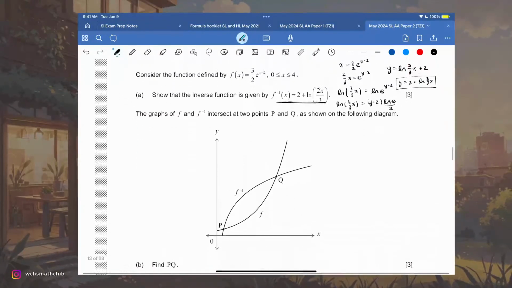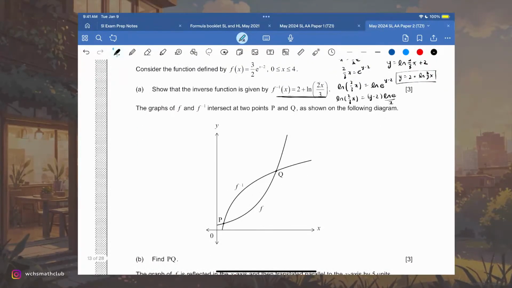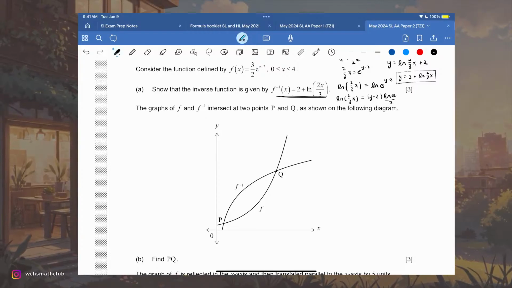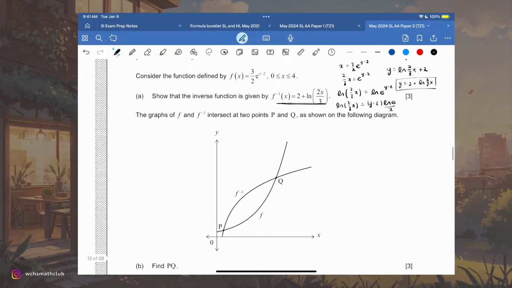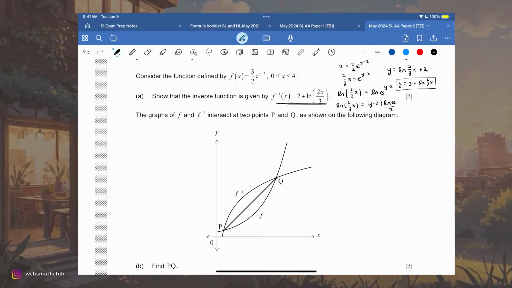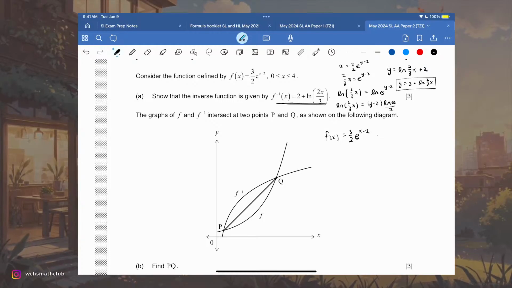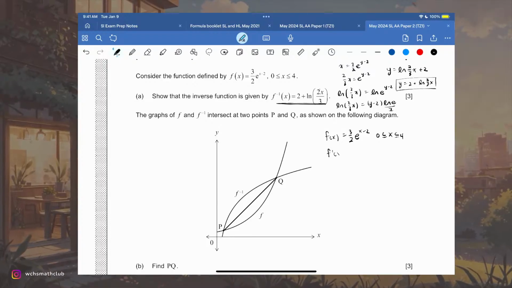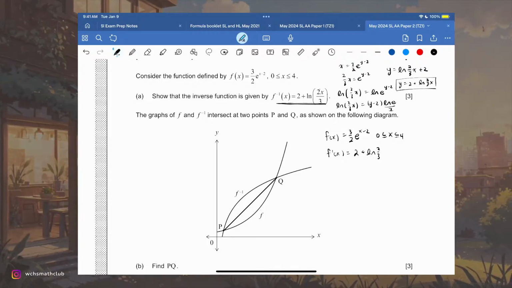Okay, so looking at B. The graphs of f and the inverse of f intersect at 2 points P and Q as shown on the following diagram. Question B asks you to find PQ, which would be the distance between the 2 points over here. Alright, so we know that f(x) = 3/2 e^(x-2) with 0 < x < 4. So then the inverse, as we showed in part A above, is equal to 2 + ln(2x/3).